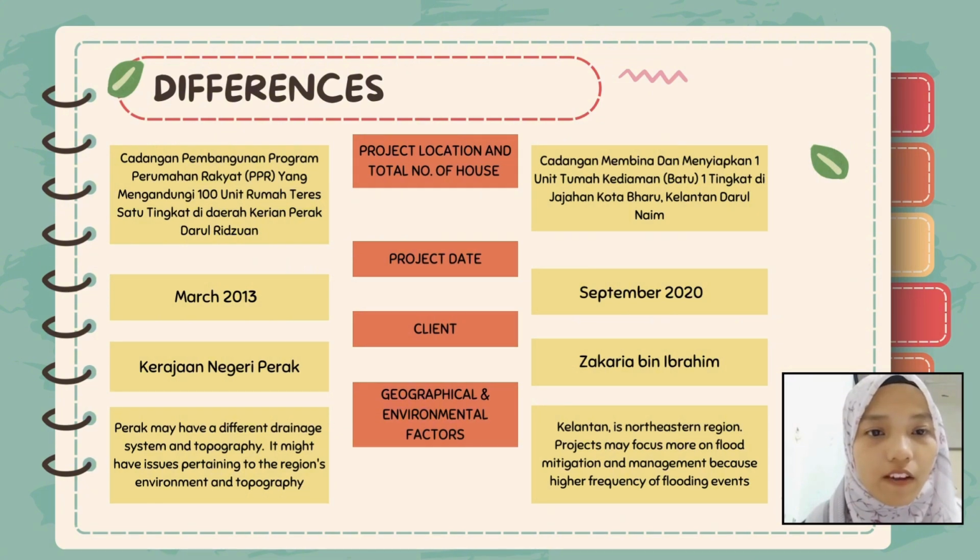And lastly is geography and environmental factors. First, Perak may have a different drainage system because of the topography. It might have issues pertaining to the region, environment and topography. And second, for case study 2, Kelantan is in the northeast region, where the project focuses more on flood mitigation and management because of the higher frequency of flooding events.